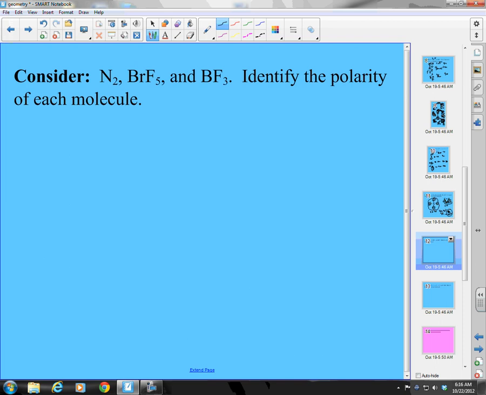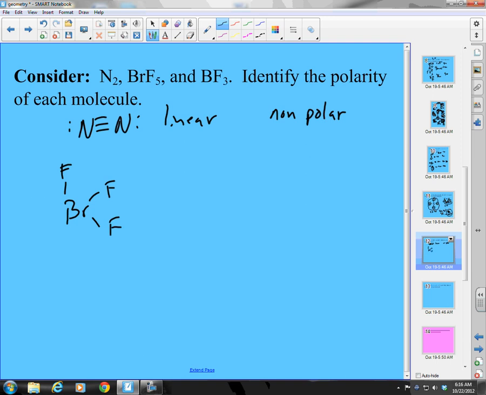All right. Nitrogen, and we have these pictures already here, right? Here's my nitrogen. It is linear. I have the same thing on both sides, so this is non-polar. Next, bromine. Let's get this right. Finally, pentafluoride. Yes, I think I can finally get pentafluoride correct.